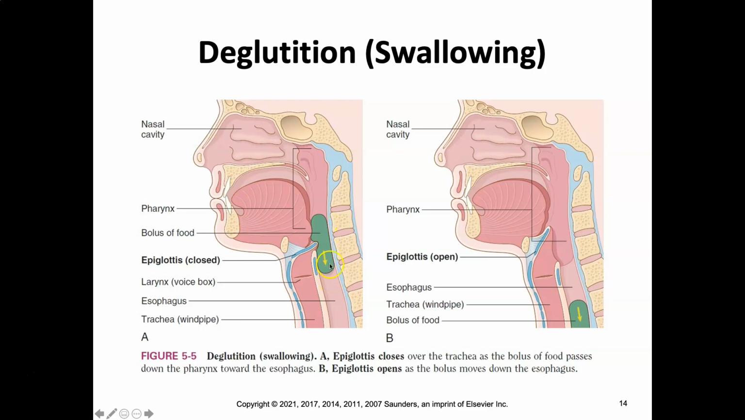The reason they show you this is because they want to show you what it looks like when your epiglottis is closed. When your epiglottis is closed, it means you're not taking a breath because you don't want to eat and swallow at the same time.